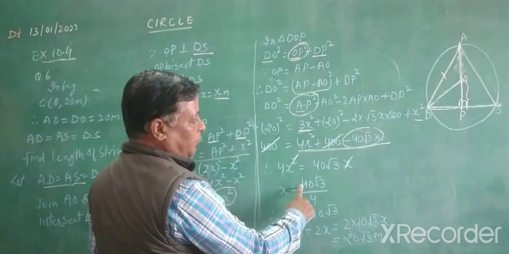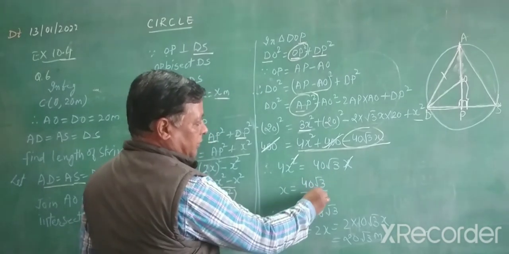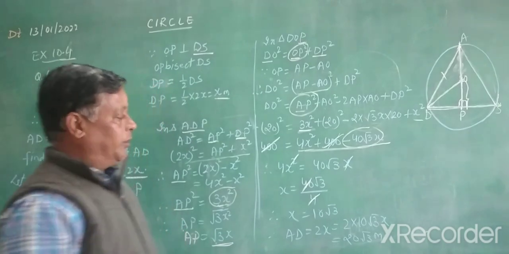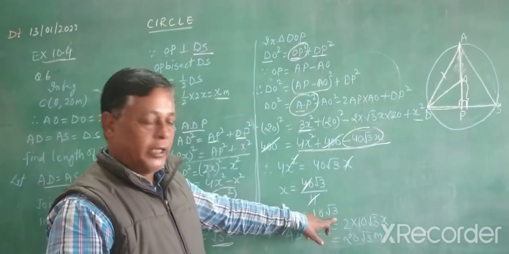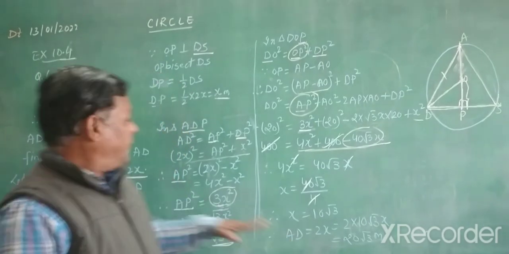So x equals 40 root 3 by 4. By cutting it, you will get 10. So x equals 10 root 3. Okay, now we have the value of x.